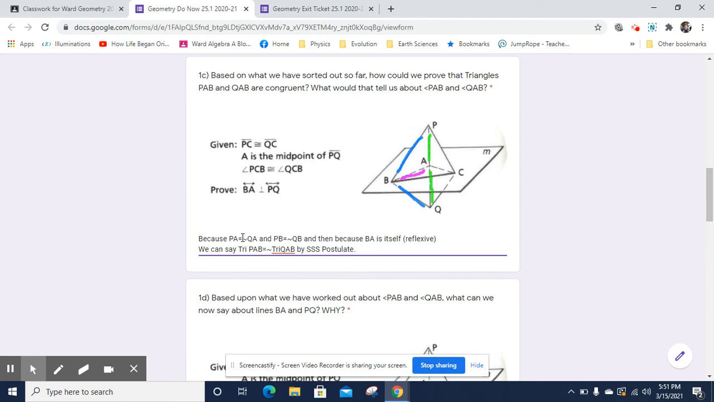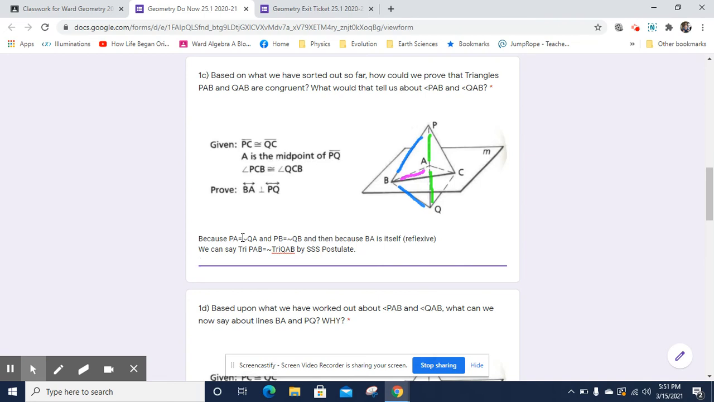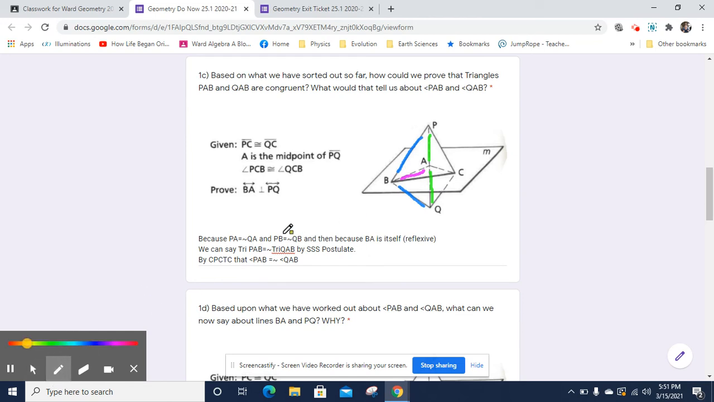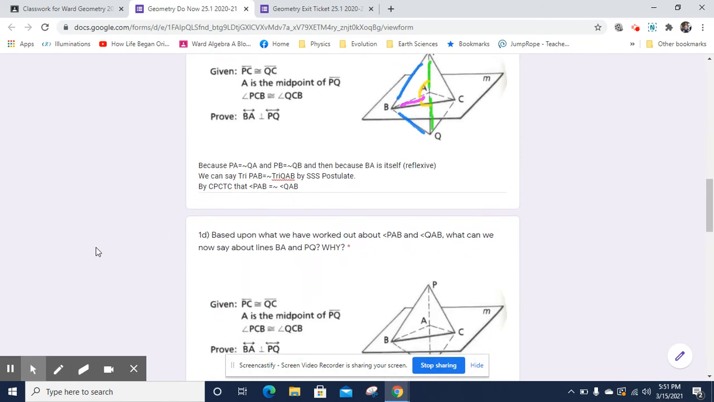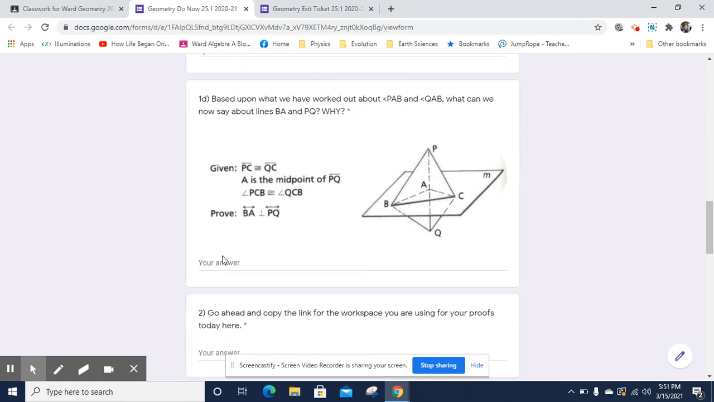What does that tell us about angles PAB and QAB? It tells us by CPCTC that angle PAB is congruent to angle QAB. Okay. So we can say all of that stuff. So we can now say that this angle here is congruent to this angle here. And you might notice that they're adjacent to each other and therefore supplementary to each other and therefore right angles.